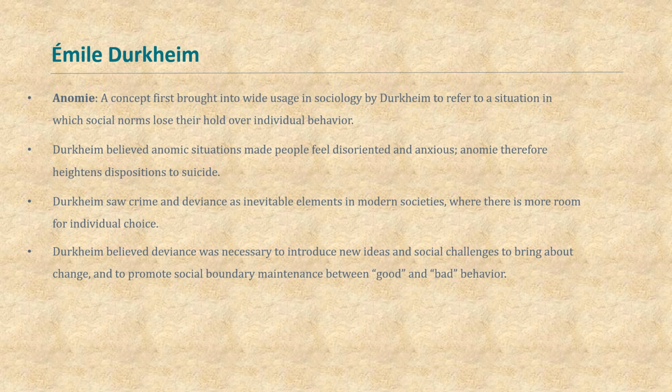Durkheim saw crime and deviance as inevitable elements in modern societies where there is more room for individual choice. He believed that deviance was necessary to introduce new ideas and social challenges to bring about change, and to promote social boundary maintenance between good and bad behavior.